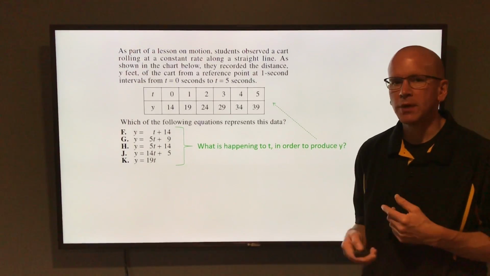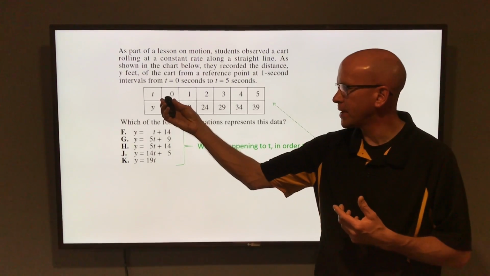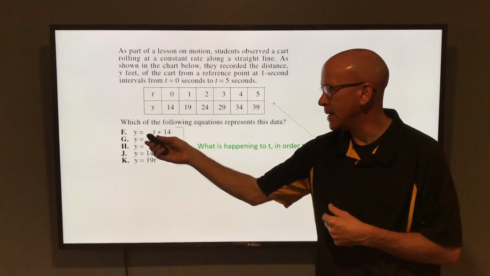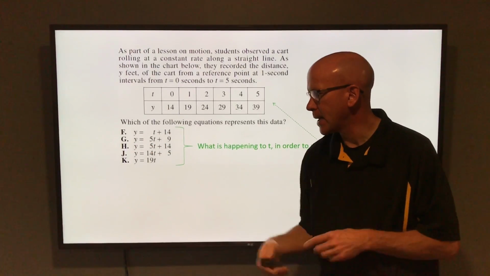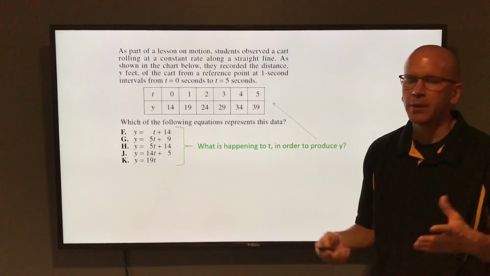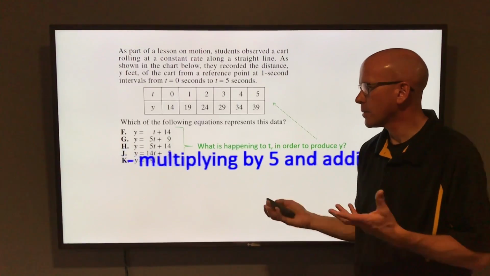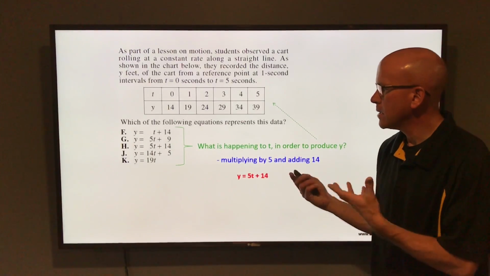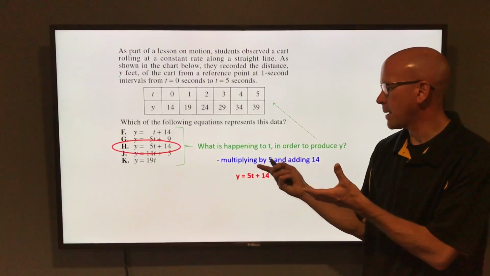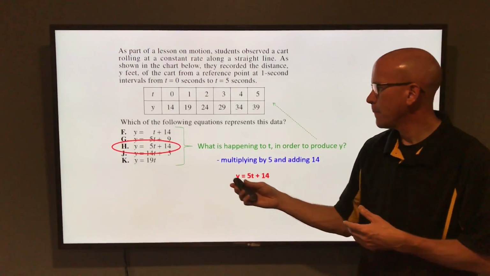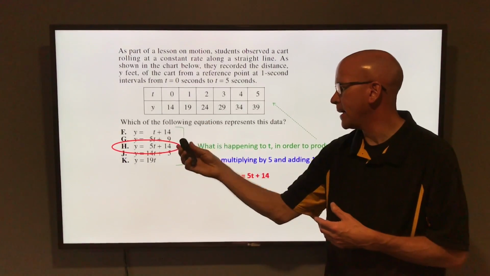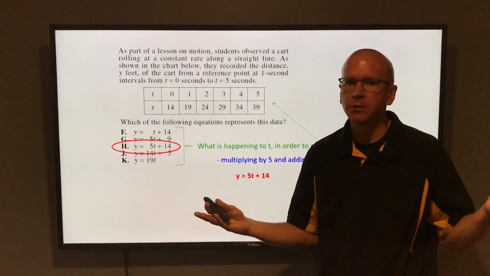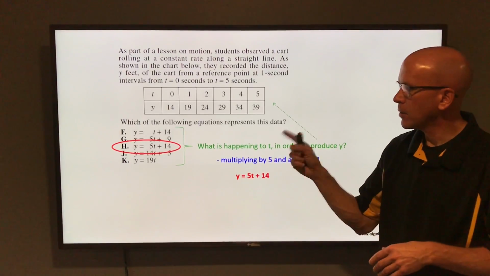I think the easiest way is to think about slope-intercept form when you're given that y-intercept being 14, because immediately that eliminates g, j, and k, and you're left with f and h to pick from, and then all you have to do is find the slope. So no matter how you think about it, I already told you the answer is h, and that's what it's going to be. You could also, like I said, think about what's happening to t in order to produce y. Well, the t is being multiplied by 5, and you're adding 14 to it, and that's letter H. So many ways to approach that. Letter H is the answer.